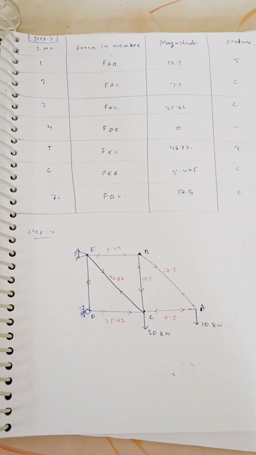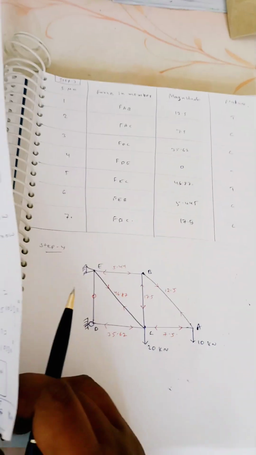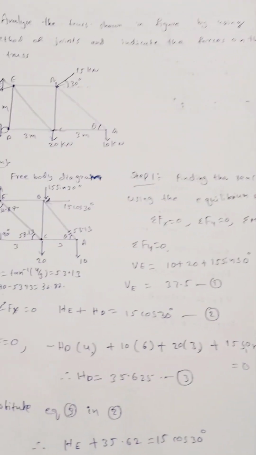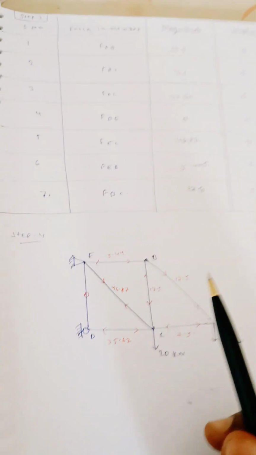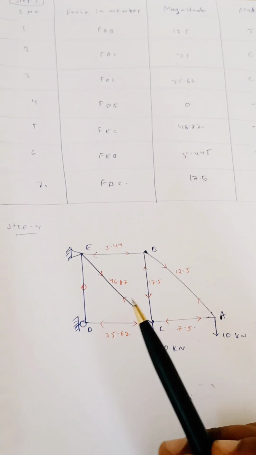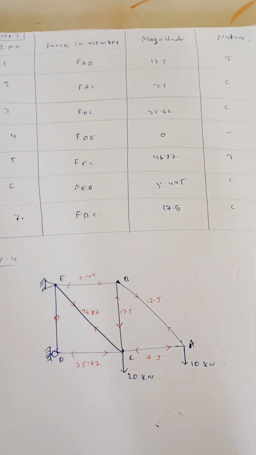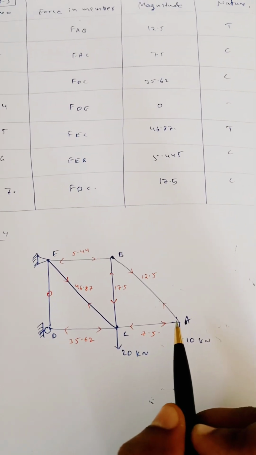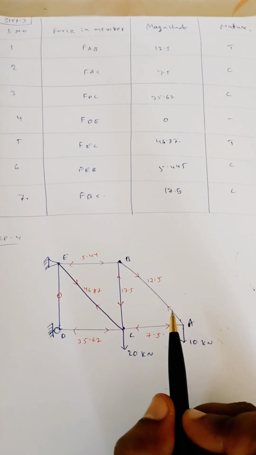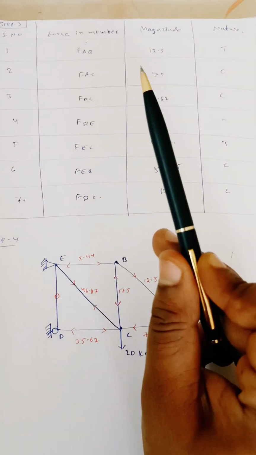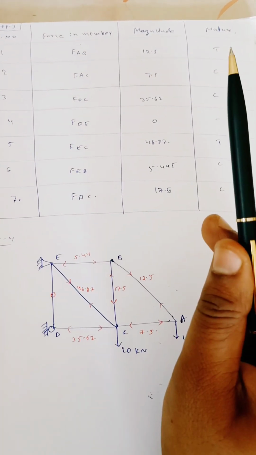Then in the last step, as he has asked in the question, to indicate the forces on the truss here, we have to indicate the forces on the truss in the last step. So first of all, represent all the magnitude forces here. Then, see at A, we have FAB force. What is the value of FAB force? It is plus 12.5. That is tension.